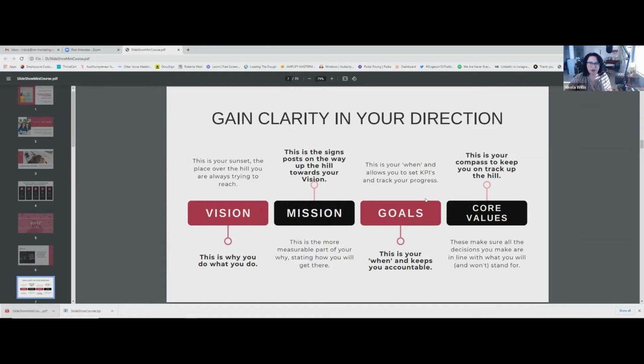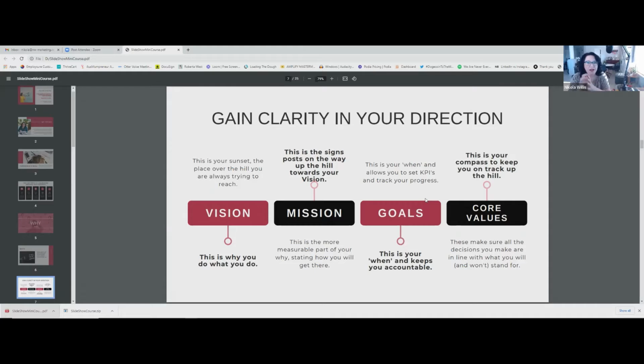And it just allows you to set goals each 90 days. And you can sit down and you can look at those goals and see how close you really are to those goals and how you can pivot along the way. So once you've got those goals set, the final step in creating clarity around your direction is your core values.